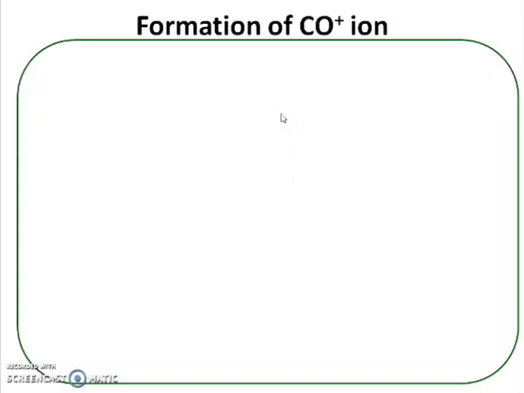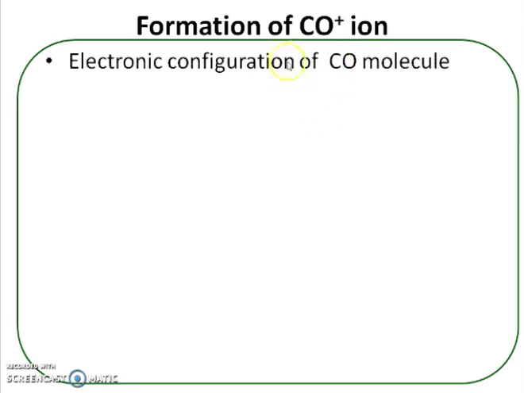During the last video lecture, we have seen the molecular orbital diagram for the carbon monoxide molecule. Now, just an extension to this point. The next point is the formation of the CO plus ion. This CO plus ion, or cation, is formed from carbon monoxide, and actually the electronic configuration of carbon monoxide molecule.